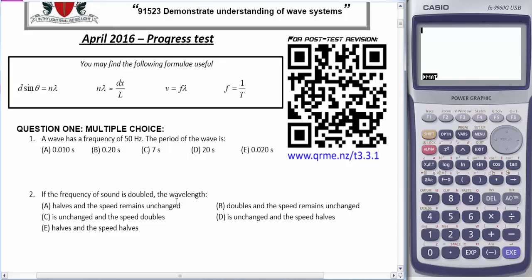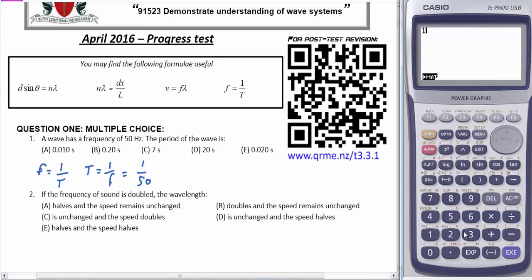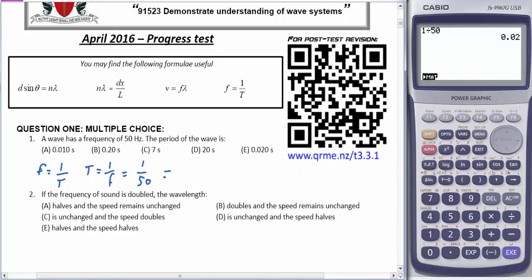A wave has a frequency of 50 Hertz. So frequency is 1 over time. It says what is the period? So we're looking for T, which is 1 over the frequency. We know the frequency is 50, and so I can simply go into my calculator, 1 divided by 50, and I get 0.02. So the answer has to be E.